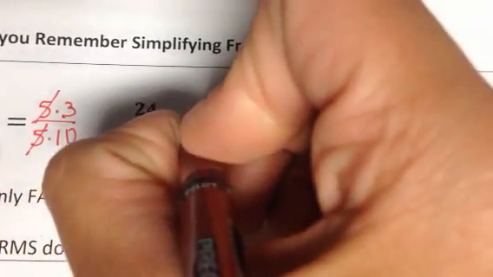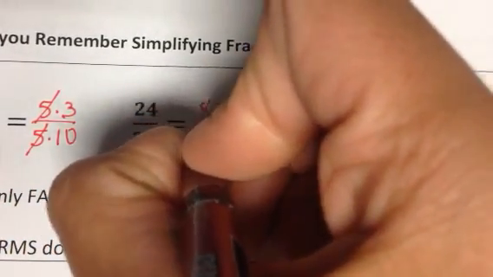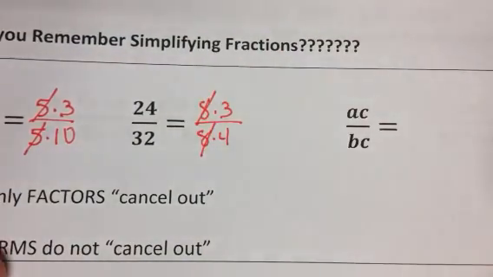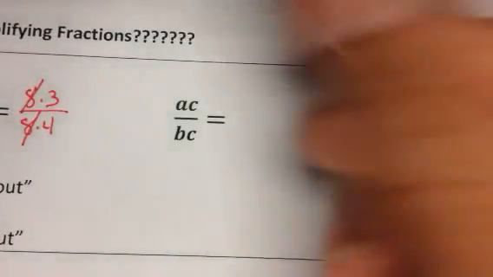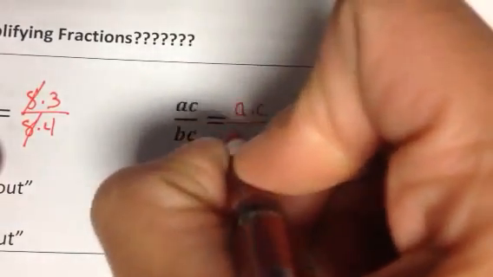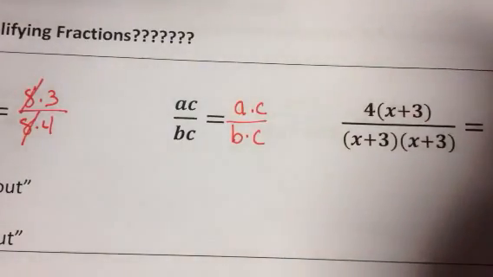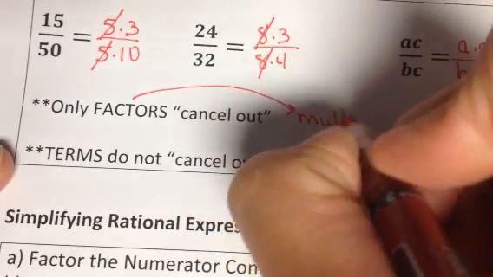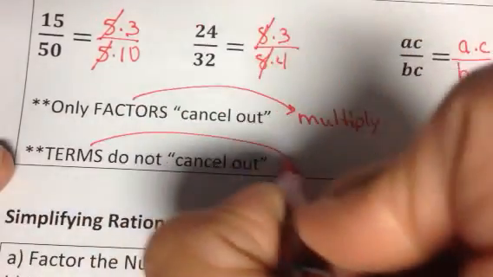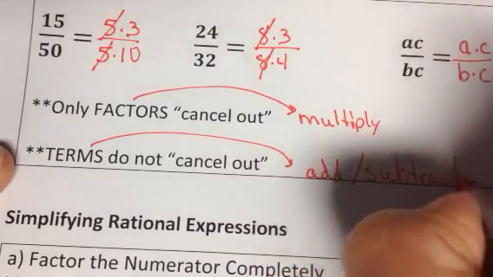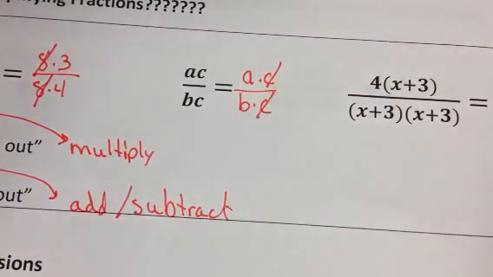So 24, if I think of a common factor, I could break it down into 8 and 3 and 8 and 4, and then the common factor of 8 can be canceled out between numerator and denominator. So even something like this is A times C and B times C. C is the common factor, and again, factors multiply, all right? Let's make that little note. Factors multiply to each other, and terms add and subtract for one another. You're going to see me use that word. So anyway, this common factor, because C is multiplying, cancels out.